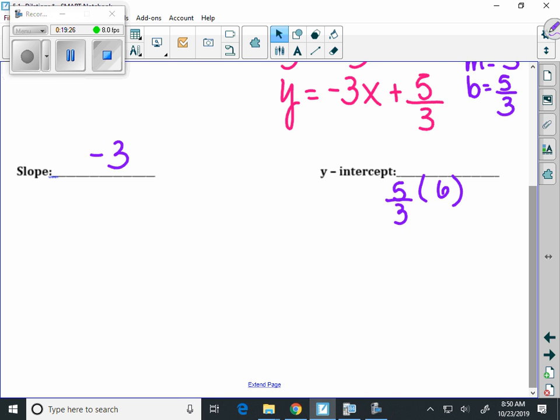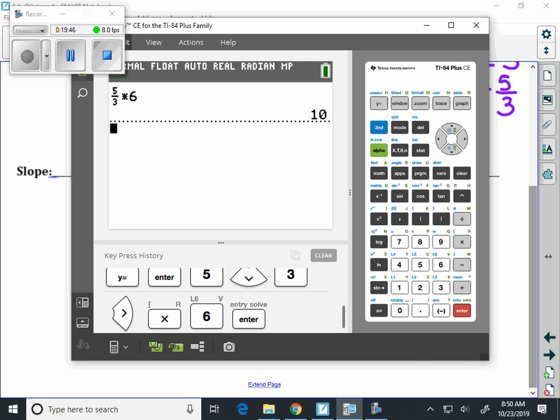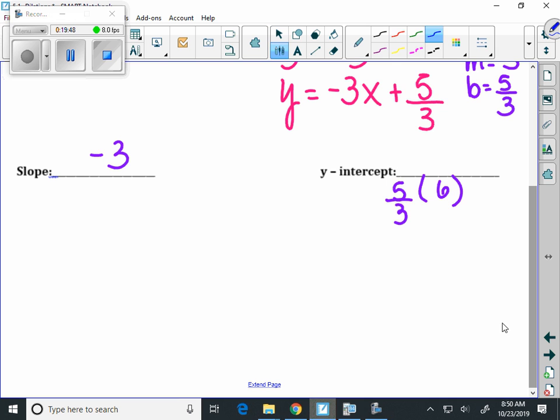And that's when you pull out the decimals, or you pull out the calculator. Again, in terms of a modern calculator, what we do to get the fraction is alpha y equals, and then I'm going to type in the 5/3 times our dilation of 6, which gives us 10, and that's going to be our y-intercept.